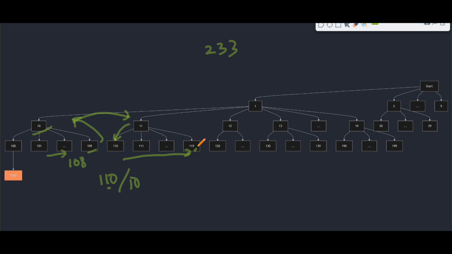And as now 120 is divisible by 10, we again come one level higher to 12. We will go higher, and this logic continues. So far so good, but we still have one case remaining. And that's why I took this number 233.